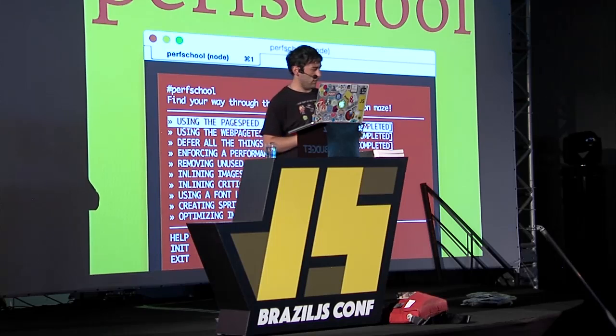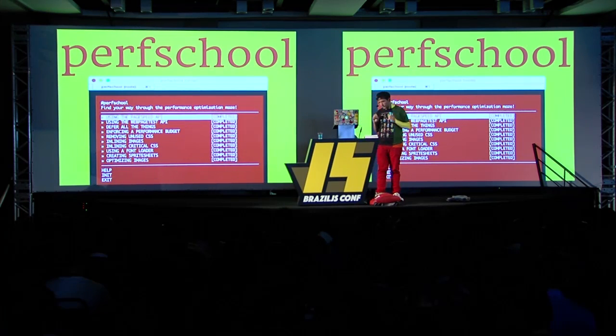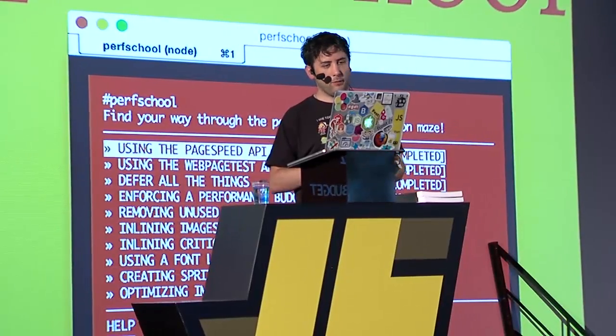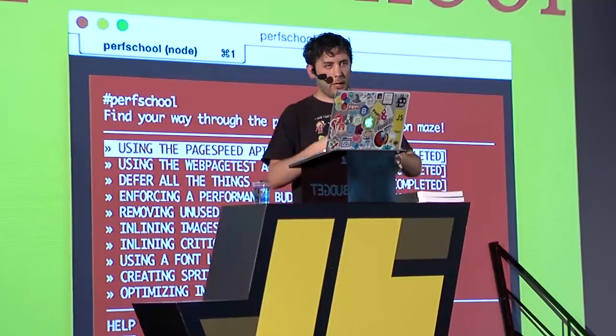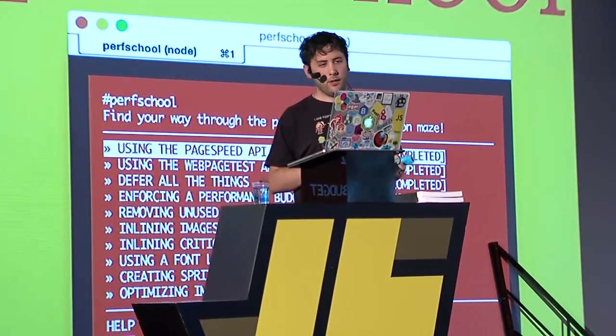Another thing, all of the content of this talk is basically crammed into a workshopper thing that's self-guided that you can do on your own time, on your own computer. Just do npm install perfcool globally. It has a bunch of different exercises, and it'll walk you through each of them, and you'll be able to play around with all these things that I've been talking about today.